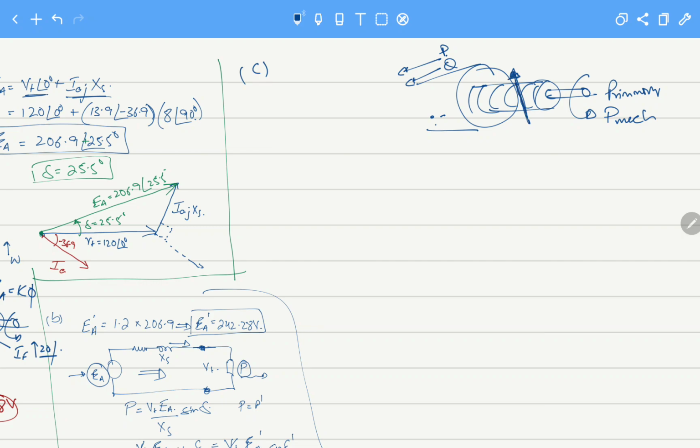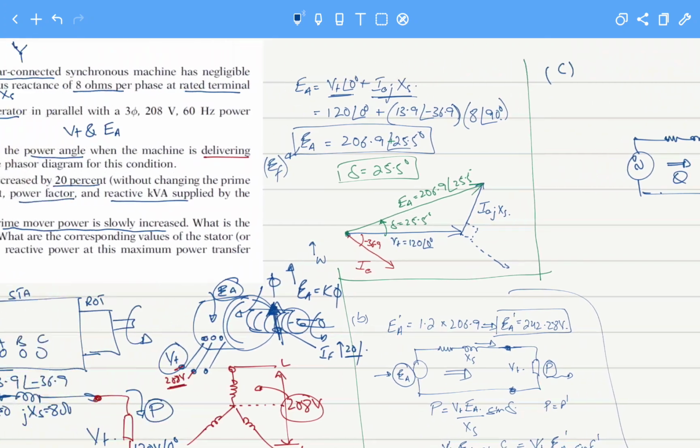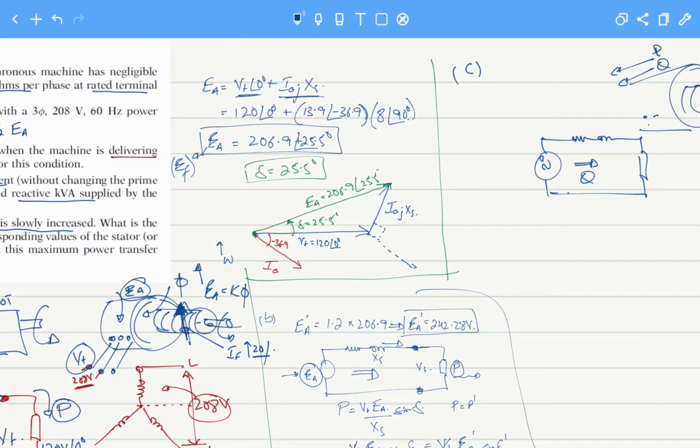And what we saw was that for the per phase equivalent circuit of our machine, the real power remained the same, but the reactive power changed for the machine, due to the changing of the flux, and that's why the internally generated voltage was changed in example B. Now in this scenario, the power being delivered by the prime mover is being changed continuously. It says prime mover power is slowly increased.